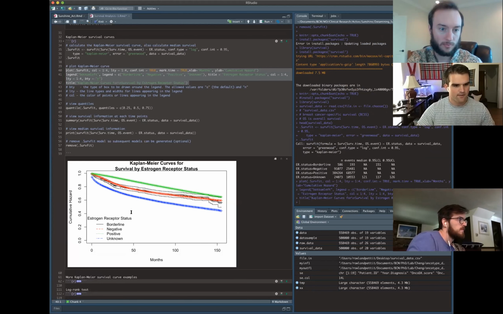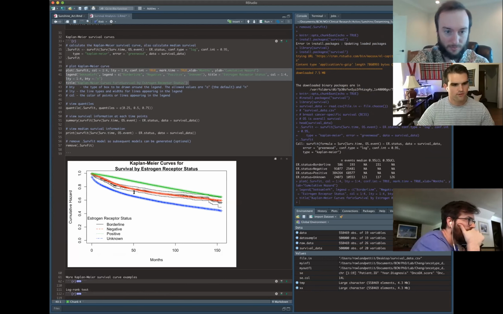So as you can see, survival as months go by decreases based off of survival type. You can see there's black, which is borderline, ER negative would be red, ER receptor positive would be green, and then blue would be unknown. Of note, you can see these little black lines around the outside. Those are the 95% confidence intervals.